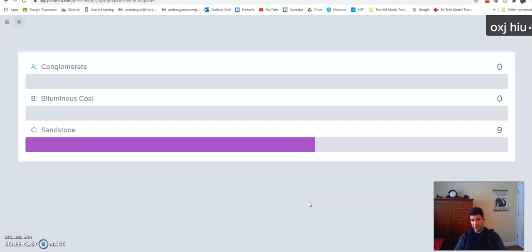Bitumen, generally speaking, is black. So if it's not black, that'll immediately give it away. And conglomerate, we know there's no pebbles.